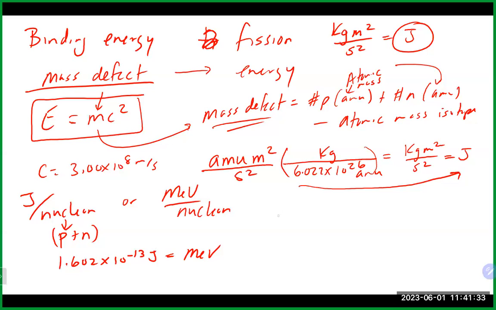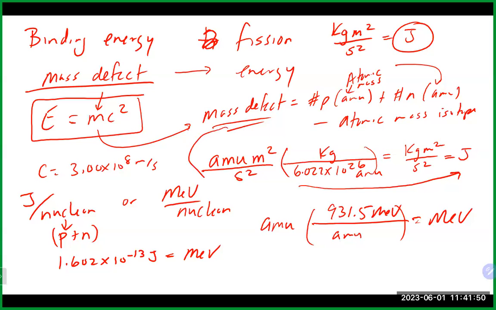Or you can just straight up take the mass defect in AMU, and you can use that other conversion that we saw, which was an AMU is 931.5 mega electron volts. And that would get you there as well. So you can take that mass defect and just go straight into that. And you could also divide it by the number of nucleons to get to the mega electron volts per nucleon.